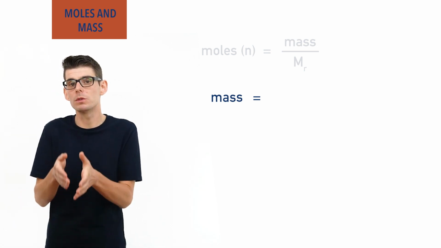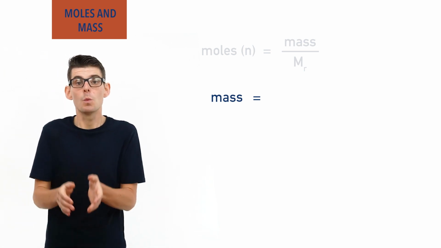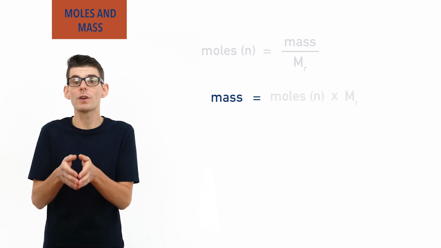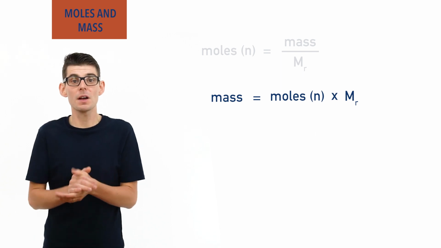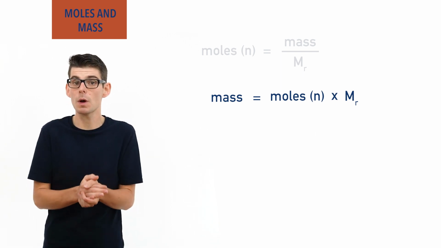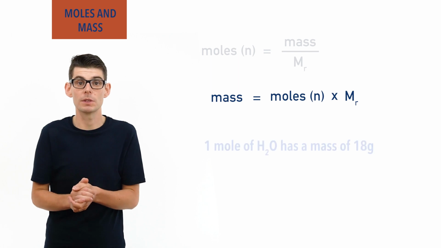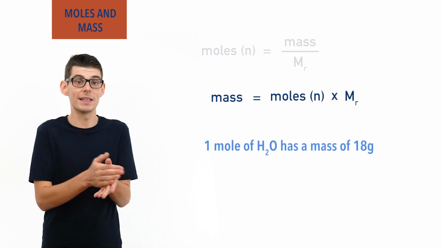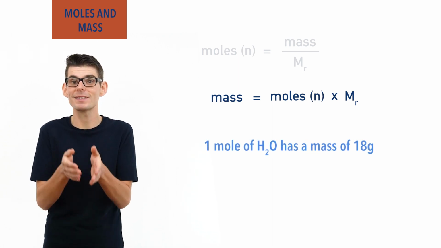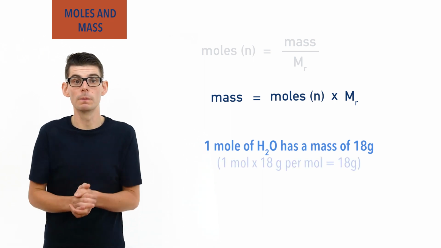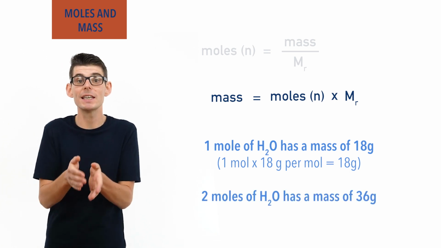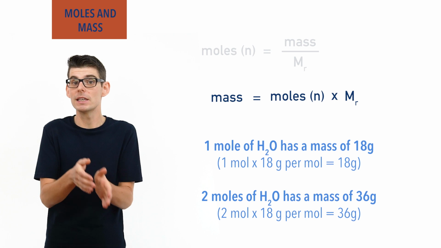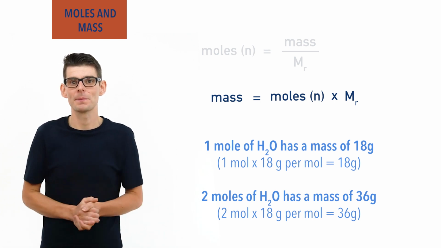If we know the moles of a substance and its molar mass, we can multiply them together to find the mass that this number of moles would have. For example, 1 mole of water, H2O, has a mass of 18 grams, as its relative molecular mass is 18, meaning its molar mass is 18 grams per mole. 2 moles of H2O then would have a mass of 36 grams, as 2 times 18 equals 36. Mass equals moles times Mr.